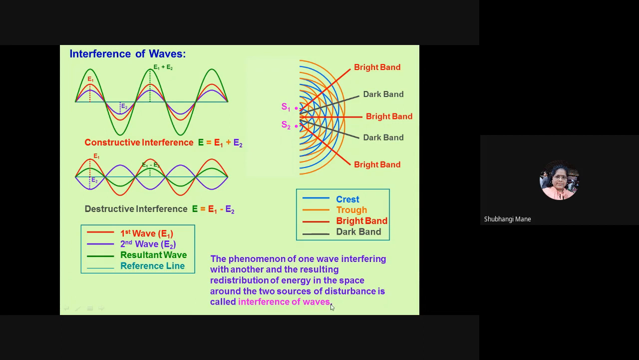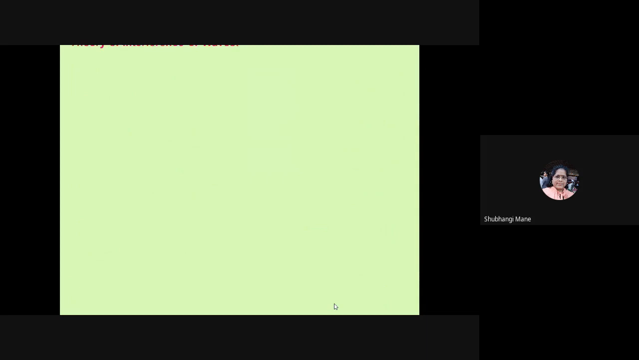I told you the very simple definition of interference of waves, that is, light plus light is either maximum intensity, where it follows the condition for constructive interference, and light plus light equals minimum intensity, where it follows destructive interference, due to which we can respectively obtain the conditions for bright band and dark band. So this is all about interference of waves.